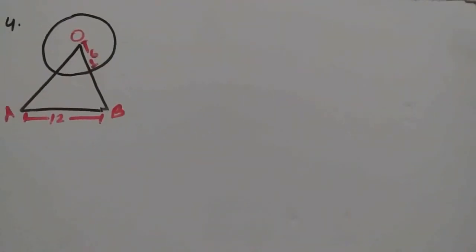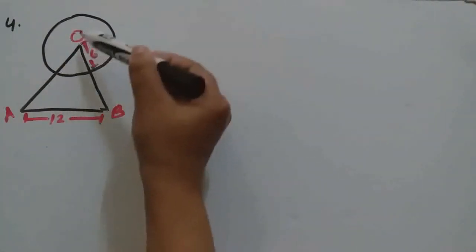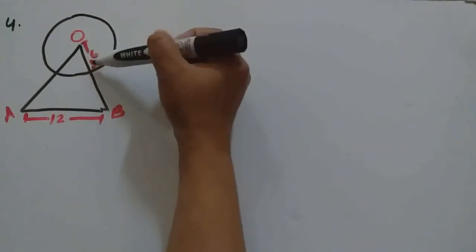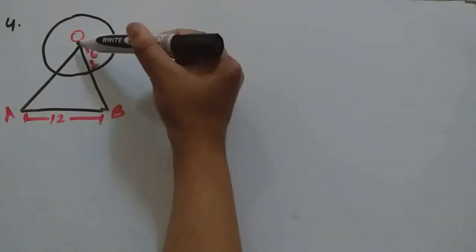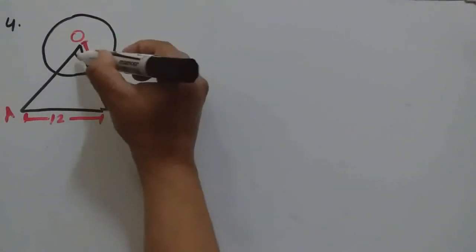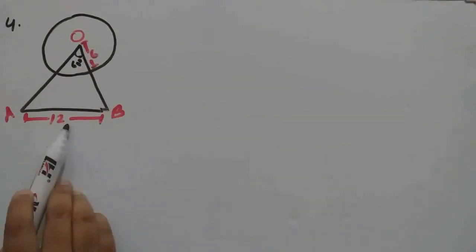Question number 4. Find the area of the region, the complete region. Here a circular arc of radius 6 centimeter has been drawn with the vertex O of an equilateral triangle. This triangle is equilateral. That means each angle of the triangle is 60 degrees. Side is 12 centimeter. That is also given.